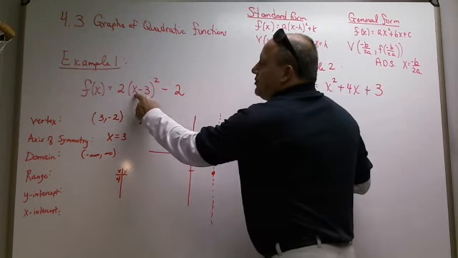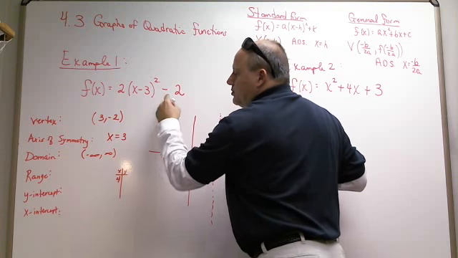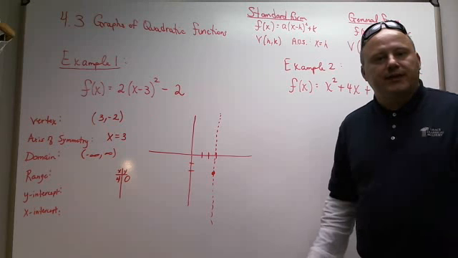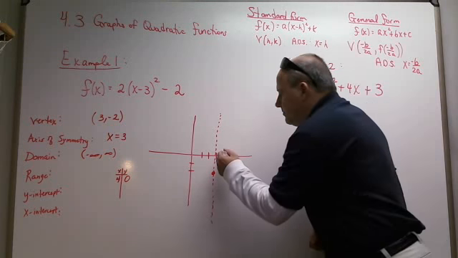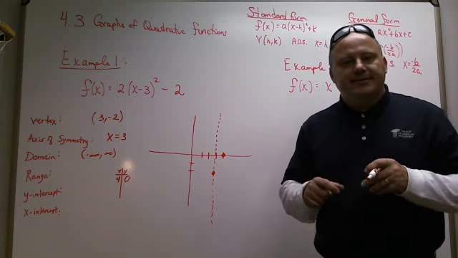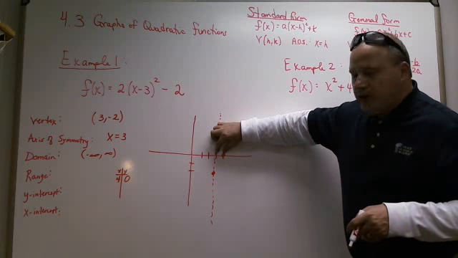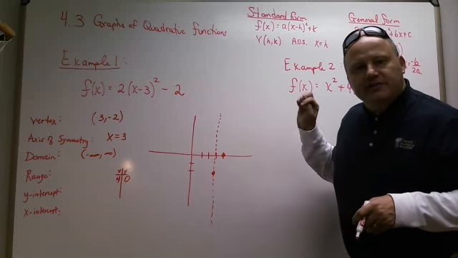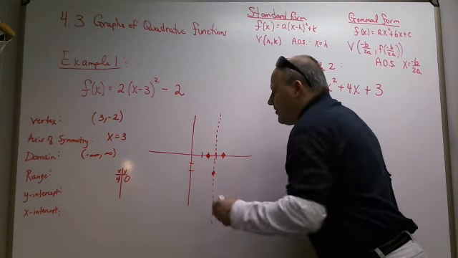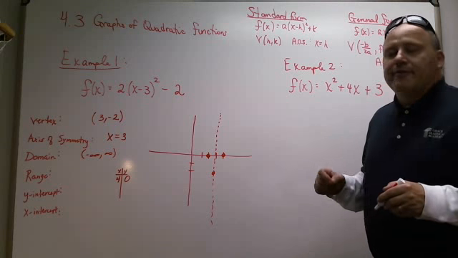So 4 minus 3 is 1. 1 squared is 1 times 2 is 2 minus 2 is 0. Oh, that's lucky because (4, 0) is actually an x-intercept. Now here's where the axis of symmetry comes in handy. Since you've got a point on this side that's 1 unit away, you get another point on the other side the same distance away, which in essence means I found another x-intercept. And really I have the graph right now.